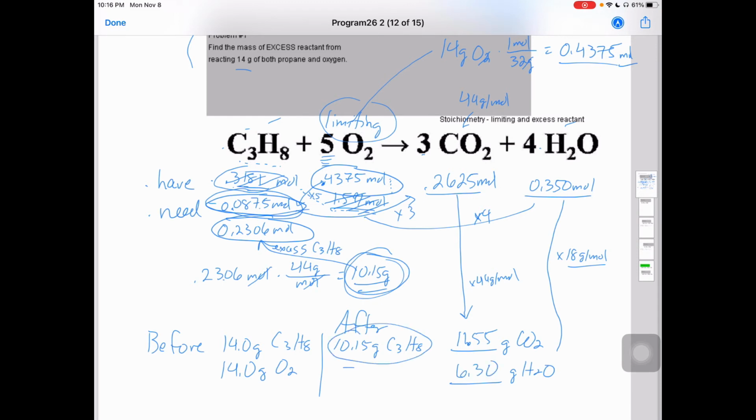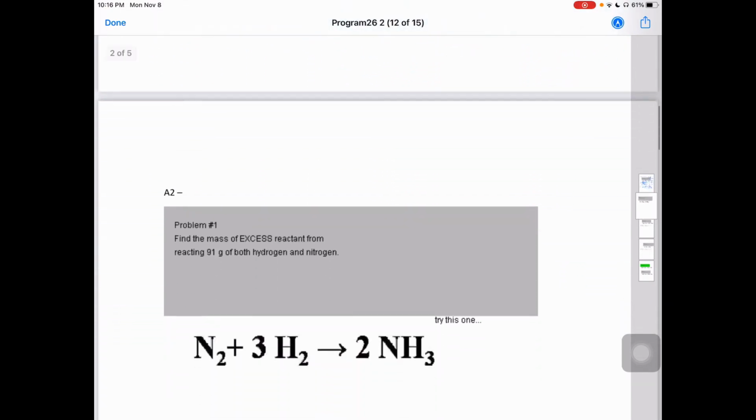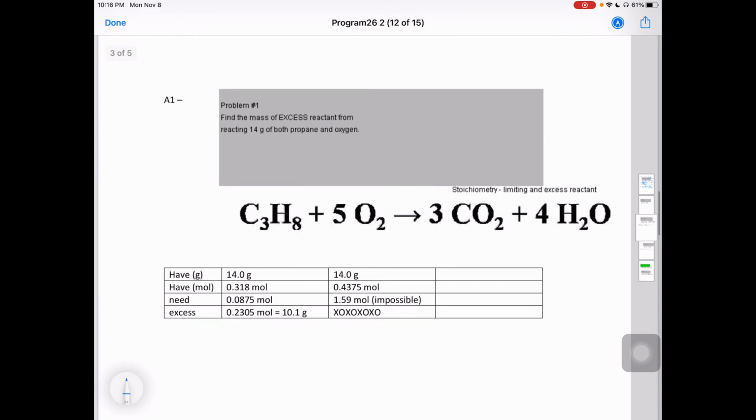When you add 10.15 plus 11.55 plus 6.30, you get 28.0 grams, which is what we expect from the two 14-gram masses of reactants, a little bit of excess reactant, and some product. So that's this first problem. Very organically written all over the place. So here it is a little bit neater.